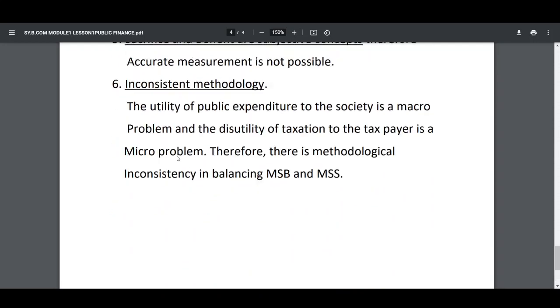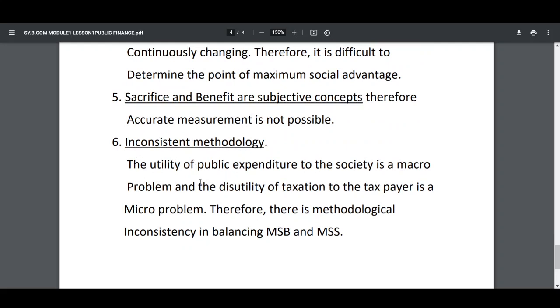Last criticism, that is inconsistent methodology. The utility of public expenditure to the society is a macro problem. It's a big problem to the society. But the disutility of taxation to the taxpayer is a micro problem because here he is only one. And here the whole society is coming. So the problem is a macro problem. And here the taxpayer is only one, then that is a micro problem. Therefore, there is methodological inconsistency in balancing MSB and MSS.